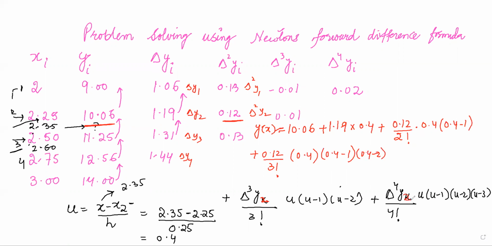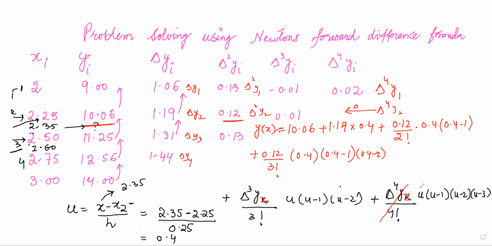So we have delta 4 y2. This is delta 4 y1, then we have delta 4 y2. There is no entry, so that's equal to 0. So this entire term becomes equal to 0.